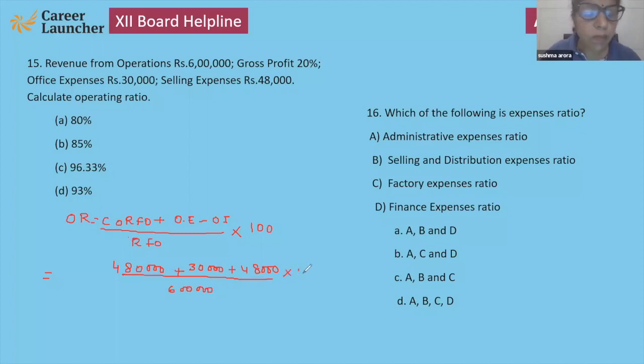So now we can simply calculate. That is 5,58,000 divided by 6 lakh, into 100. So your answer will be 93%. So answer D will be perfect.